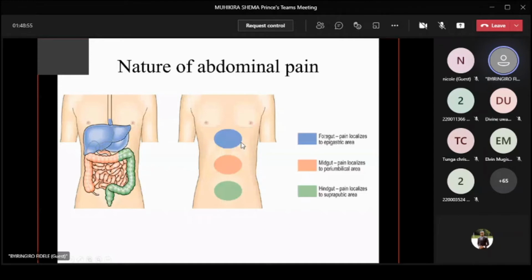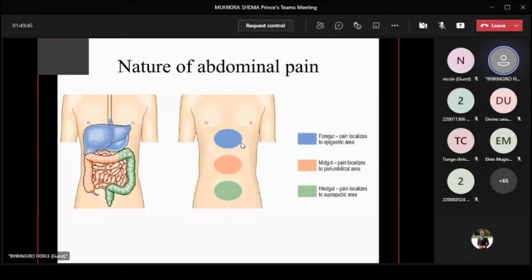Can someone remind me of the foregut? Yeah, I can try. Embryologically, the foregut is a part of the stomatodeum, of the mouth, descending to the stomach up to the first part of the duodenum.